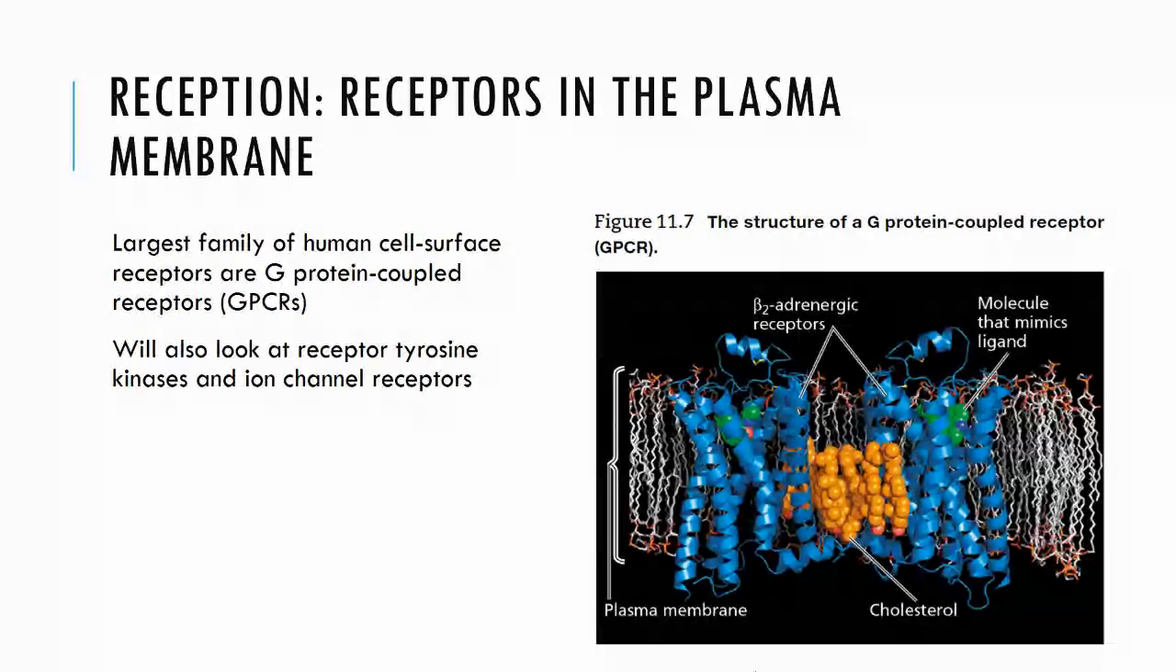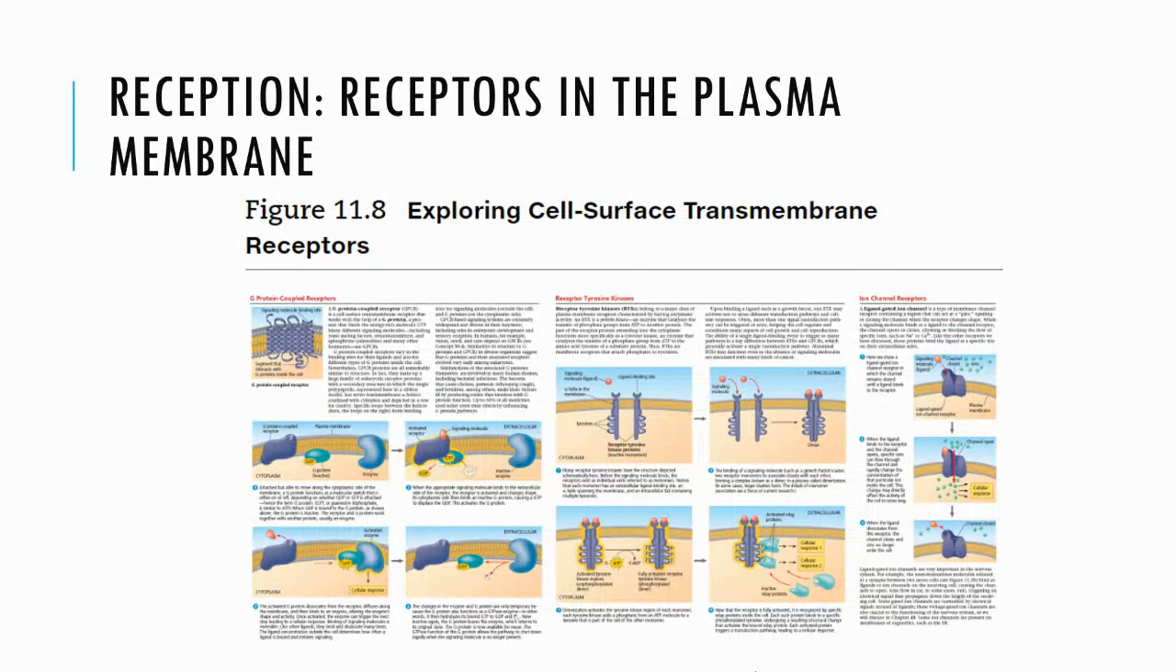But the picture here on the right shows a G protein coupled receptor. You can see the plasma membrane, and then that blue bit is the actual receptor, and the orange bit is cholesterol, which, as we know, is found scattered throughout the plasma membrane. These are all different ways that receptors can have a ligand bind to them. I do not want to spend the 20 or 30 minutes it would take to cover these right now, so please take a few minutes to review figure 11.8 in your book and be somewhat familiar with these different cases.